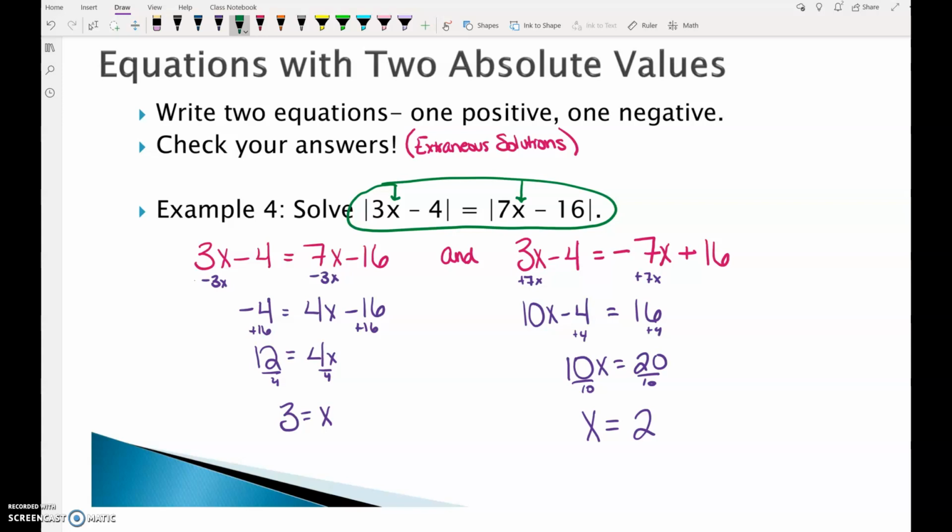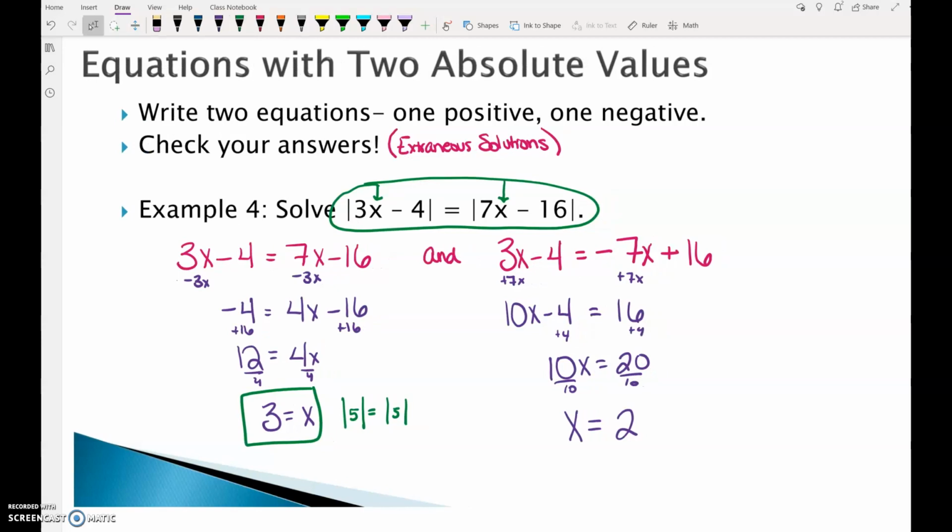3 times 3 is 9. 9 minus 4 is 5. So we would have the absolute value of 5 on the left. On the right, 7 times 3 is 21. 21 minus 16 is 5. Does the absolute value of 5 equal the absolute value of 5? Yes. So x equals 3 is a valid solution.